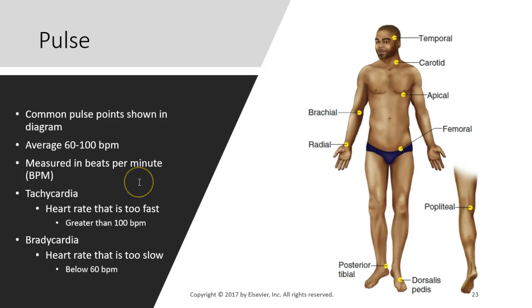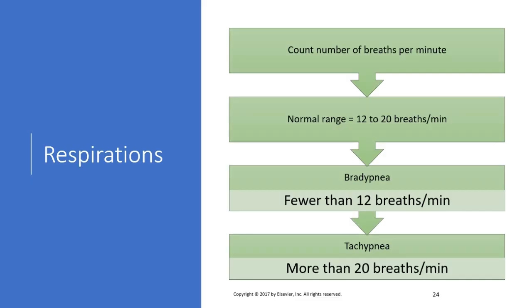All right, so the average is 60 to 100 beats per minute. Tachycardia is when the heart rate is going too fast, so it's over 100 beats per minute, and bradycardia is when the heart rate is below 60 beats per minute. A lot of athletes and triathletes will be below the 60. They'll run around 40, 50, under 60 typically. That is not uncommon, so don't freak out.